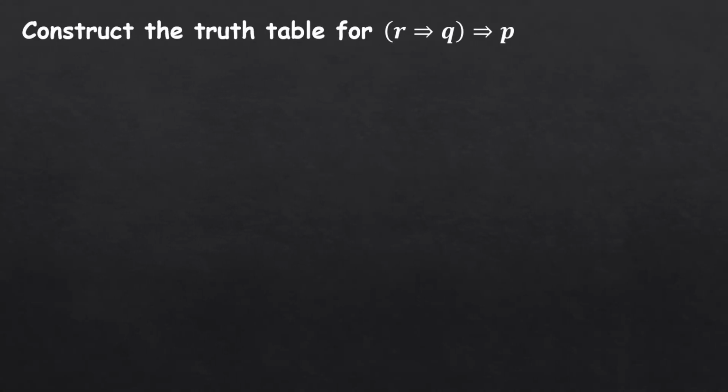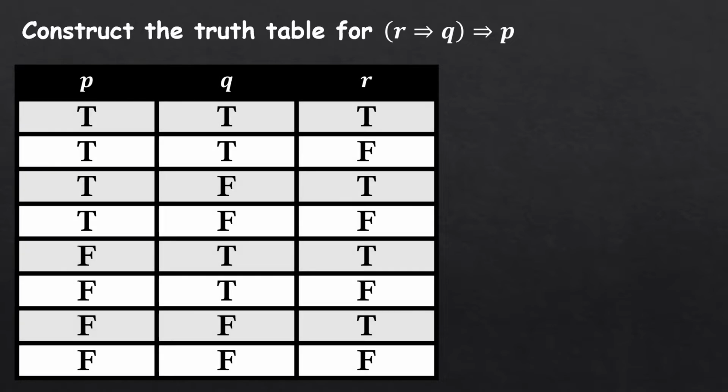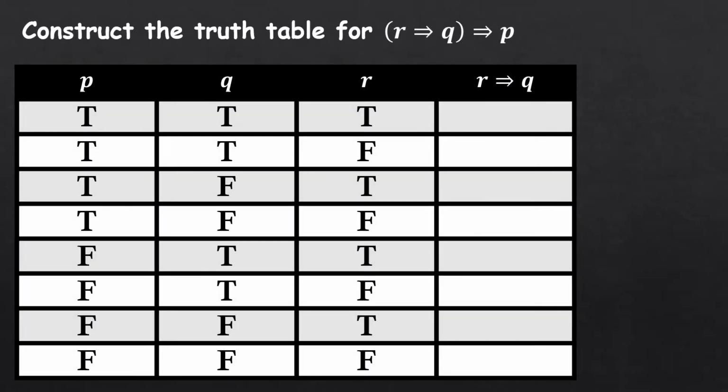Fifth example, we have the quantity of R implies Q implies P. Since we have three variables in the given logical statement, we have to use the truth table for three variables. As you can see, the terms inside the parentheses are already given, and since it's already given, we can now proceed in evaluating the term inside the parentheses itself, which is R implies Q.